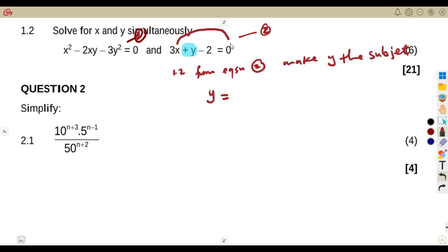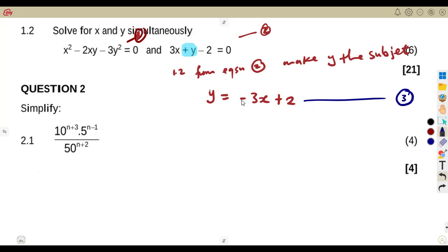You take it to the other side. So it will be what? Negative 3x. It was a positive. The 2 to the other side is going to be what? A positive. It was negative 2, so it will be positive 2. So this is the y that we have. We can call this equation 3.